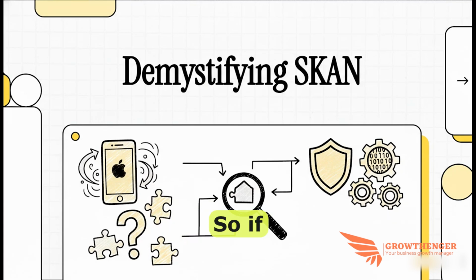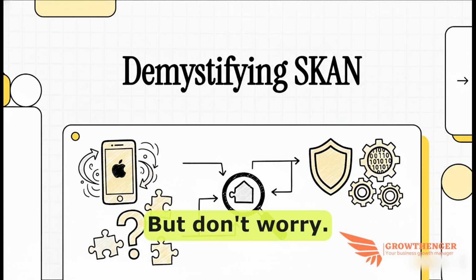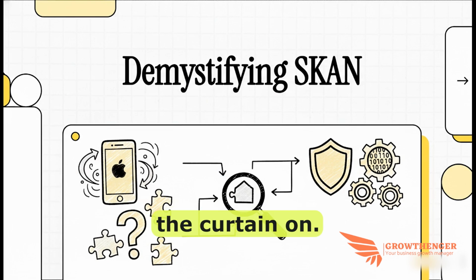Hey everyone. So, if you're in the app marketing world, you know things got complicated. Apple's new privacy rules basically changed the entire game, and measuring your campaigns on iOS can feel like trying to solve a puzzle with half the pieces missing. But don't worry. In this explainer, we are going to pull back the curtain on SKAdNetwork, or SKAN, and give you the map you need to navigate this new terrain and, more importantly, to win.